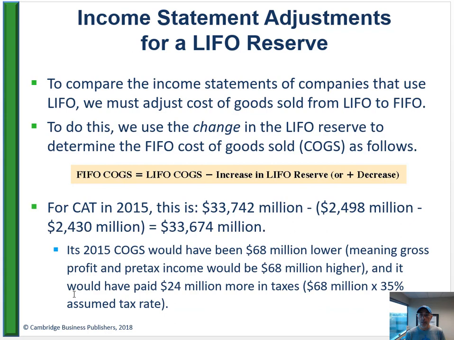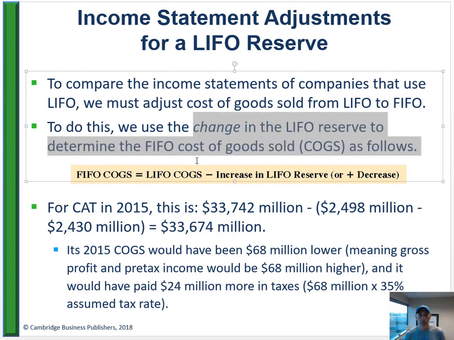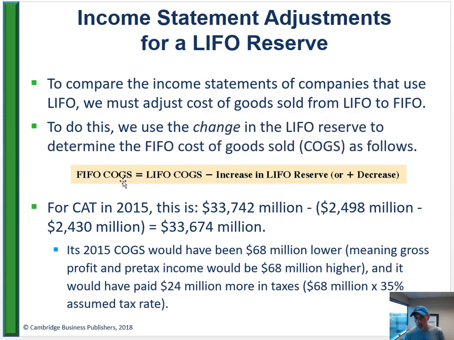Now with the income statement, we're going to have to back out the effects of the LIFO, FIFO. So you can see that here, whereby we look at the change in the LIFO reserve to determine the FIFO cost of goods sold as follows. And the authors give us that formula there. FIFO COGS equals LIFO COGS minus the increase in LIFO reserve. Okay, so making those adjustments allows us to compare two income statements on an apples-to-apples basis.